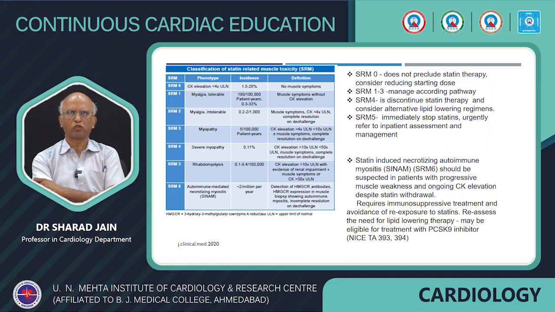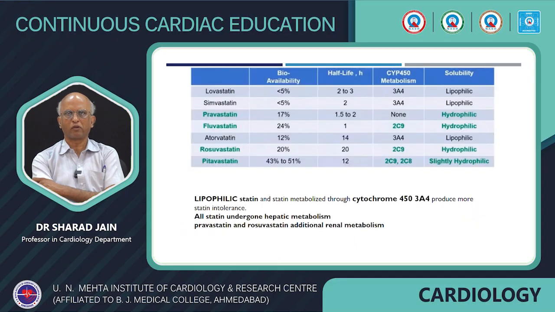If it is class 1 to 3, manage according to the pathway that I will discuss later. SRM 4 is to discontinue statin therapy and consider alternative lipid lowering therapy. SRM 5, that is rhabdomyolysis, immediately stop statins and urgently refer the patient for assessment and management. Statin induced necrotizing autoimmune myositis should be suspected in patients with progressive muscle weakness and ongoing CK elevation despite statin withdrawal. It requires immunosuppressive treatment and avoidance of re-exposure to statin. Reassess the need for lipid lowering therapy; the patient may be eligible for treatment with a PCSK9 inhibitor.